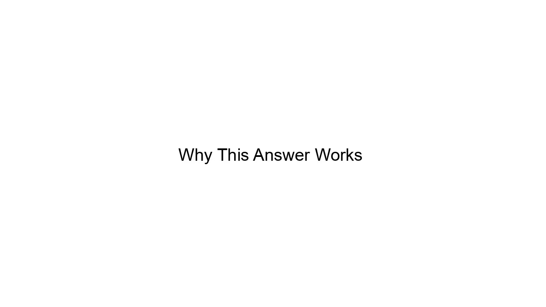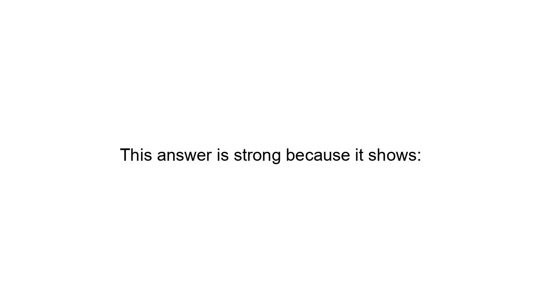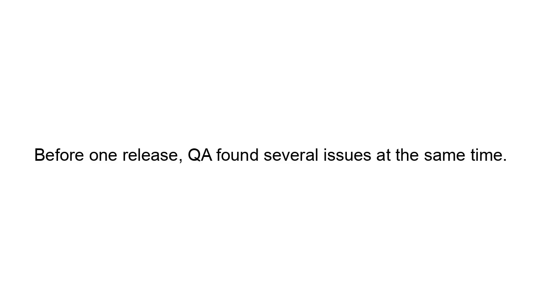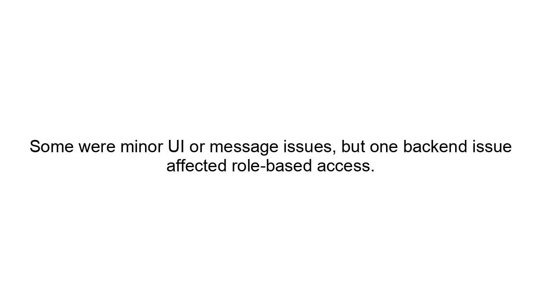Why this answer works? This answer is strong because it shows security prioritization, delivery balance, risk-based decision-making, safe logging, role-based access testing, stakeholder communication. Example 8. Multiple bugs before release situation. Before one release, QA found several issues at the same time. Some were minor UI or message issues, but one backend issue affected role-based access. There was limited time before the release candidate needed to be finalized.